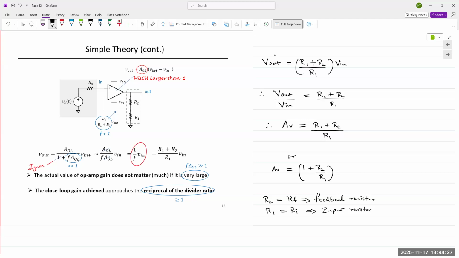All right, let's take a pause. Let me know if you have any questions. Yes. Oh, that's the design of the op-amp. That's something that we don't cover until like 400 level classes.